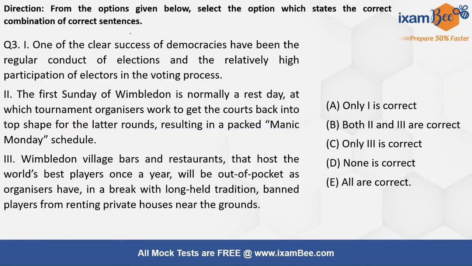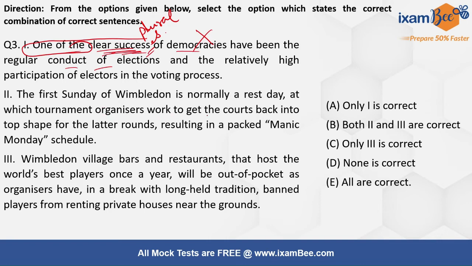Okay, so now this is the third sentence. It says, one of the clear success of democracies have been the regular conduct. Now if you know rules of grammar, immediately you will be able to spot this error, that with one of the, you always use plural noun or pronoun, right? So clear successes is the correct usage, right? So this is incorrect. Okay, so you have to replace success with successes. So one is incorrect.